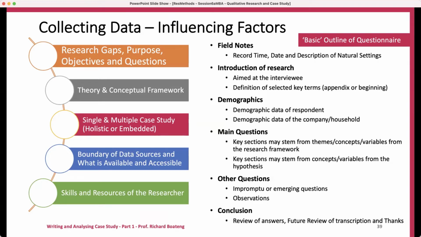Focus on what matters. Then you have your main questions, which will come from the guidance of your theoretical framework. Your research framework will have certain variables in it, and these can be used to guide you in writing out your research questionnaire. Then sometimes after your interview, impromptu and follow-up questions will come, and you may want to capture them. After that, you put your questions and answers together, and you review your transcriptions so they can be used for the subsequent analysis.